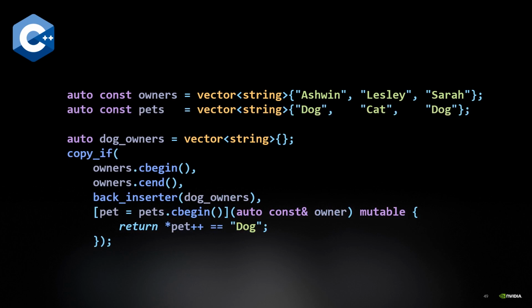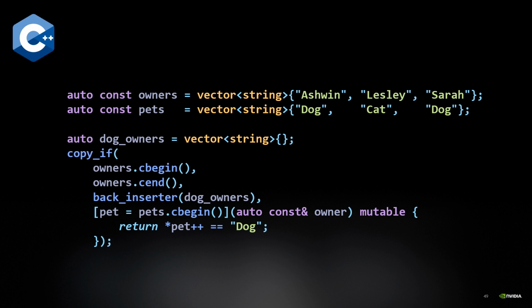In this example, we have two vectors, one of pet owners and then one of their pets. So we've got Ashwin, Leslie, and Sarah, and their pets: dog, cat, and dog. And basically what we want to do is collect the dog owners' names. So we want to copy from the owners vector, but we want to copy based on what's in the pets vector. One way to do this would be using the standard copy_if algorithm, where the first two iterators are to the owners vector, which is where we're going to be doing the copying from. And then we have a back_inserter into dog_owners.